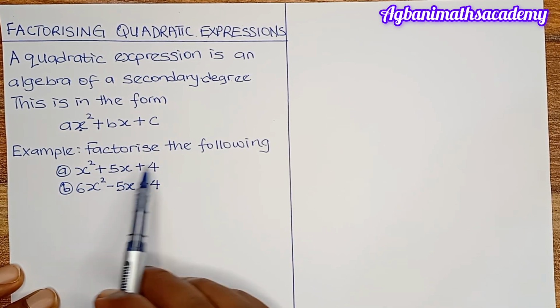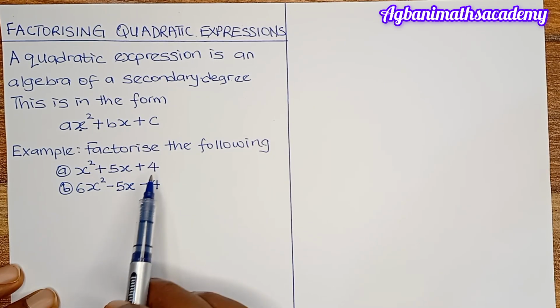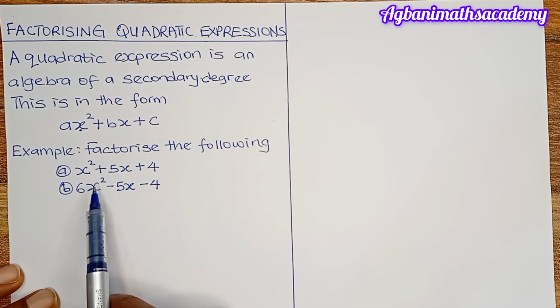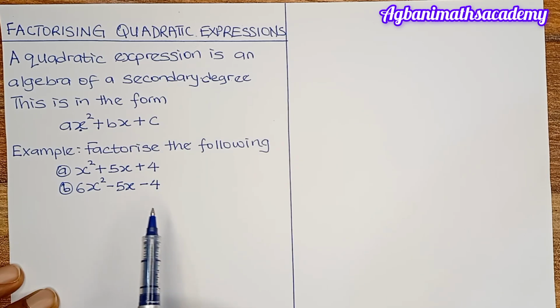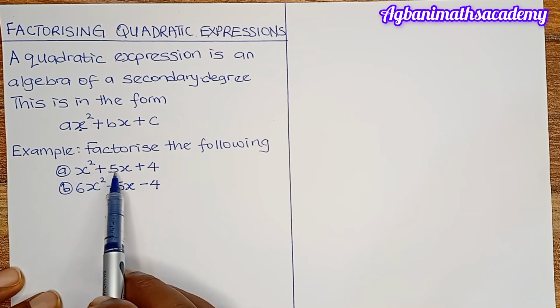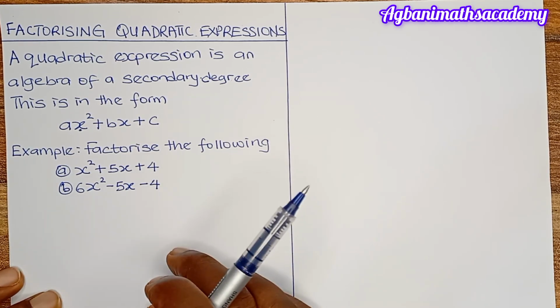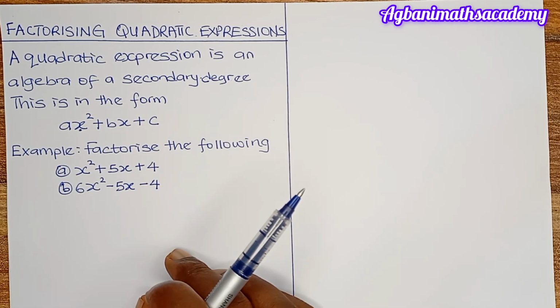So we are given two examples here. We are told to factorize x squared plus 5x plus 4. The second one is 6x squared minus 5x minus 4. In an earlier video on this series, we've looked at how to factorize algebraic expressions by grouping. In that particular video, we could see that the values we had were 4 different values. You can go back to the playlist and check that video if you have not seen it yet. The title of the playlist is Algebra.